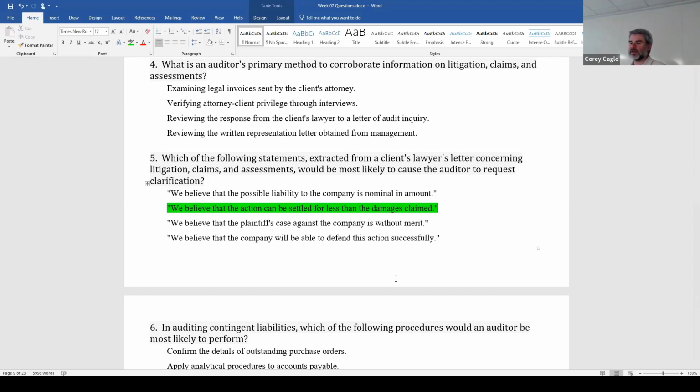C says, we believe that the plaintiff's case against the company is without merit. D says, we believe that the company will be able to defend this action successfully. So pretty clear on A, C, and D. B is left to a lot of interpretation, and it's very vague. So different types of questions for lawyer letters to be aware of with those two. Things that might be a little hard to answer first time, but after seeing a couple of examples, no problem, right?